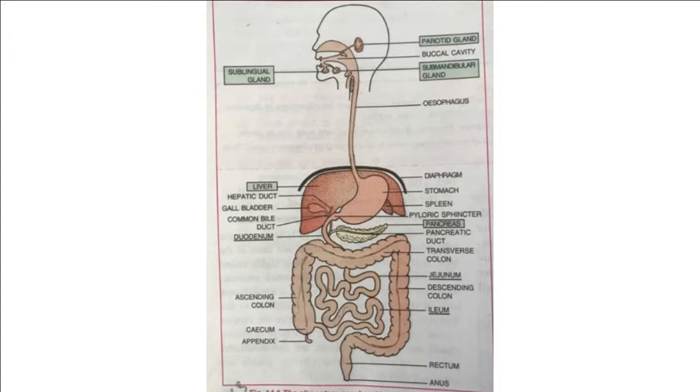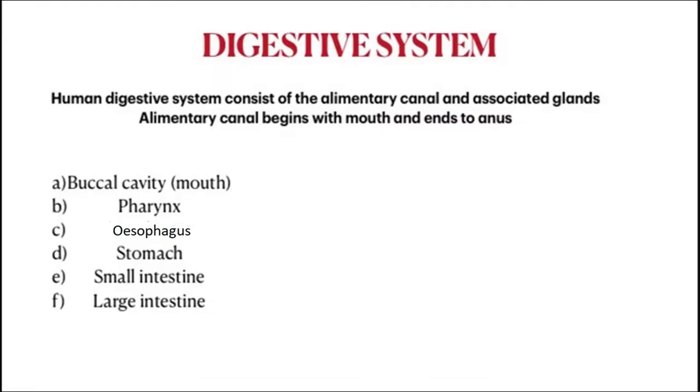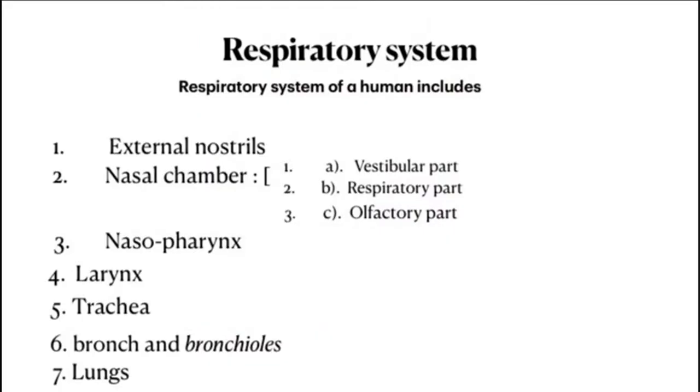The pancreas secretes pancreatic juice, which contains different enzymes like trypsin, and it also helps in the digestion of proteins and fats. So this is the process of the digestive system. Then we have the respiratory system.